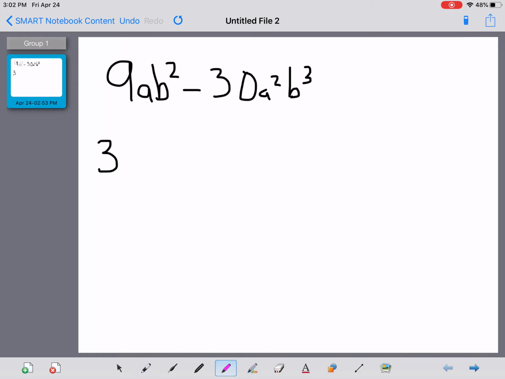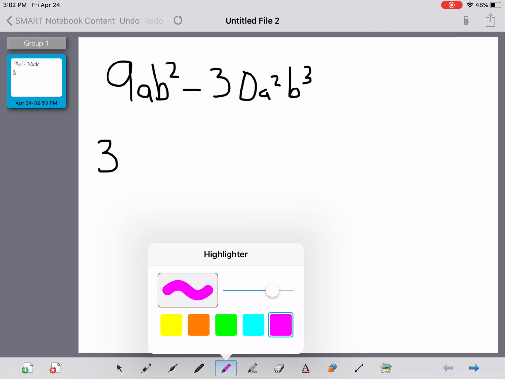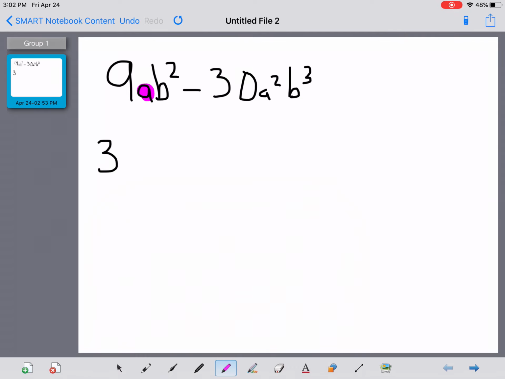So we look at the first variable, and that is a. And let's compare these. In the first term, we have a, or a to the first power, and the second term, we have a to the second power. So what do they both have in common? Well, they at least have one a in common, right? So both of them at least have one copy of a. So my greatest common factor between the a's is just a.